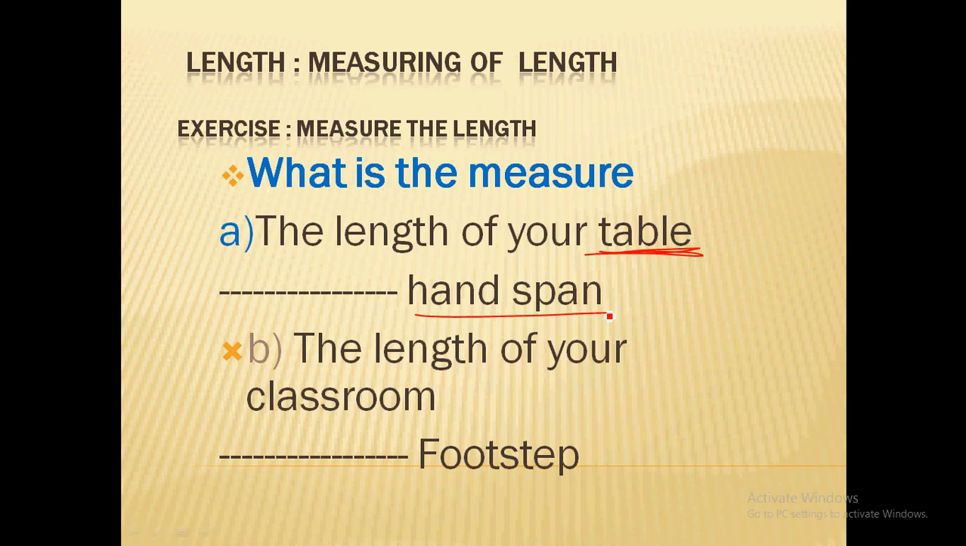Now we want to guess your table, how many hand spans it can be. So you can try it with the table that you have at home. So 1, 2, 3, 4, 5. For example, we guess it is 5 hand spans. Okay. The other one is the length of your classroom. For the length of your classroom, you don't use the hand span. We use a foot step because a classroom is very big.